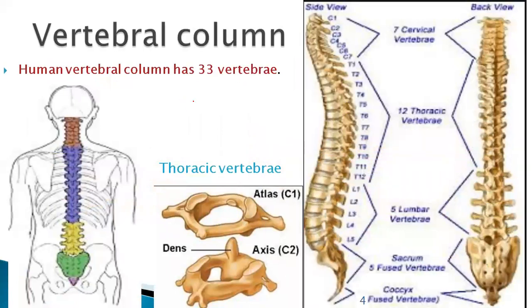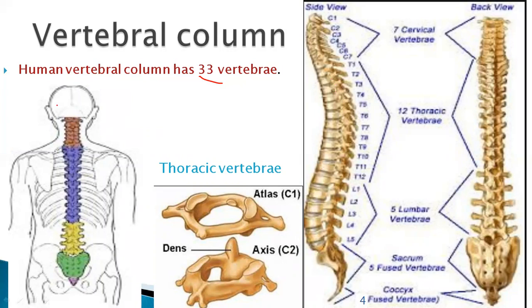Now we will see the vertebral column. In human beings, there are 33 vertebrae. It is a centipede-like structure joined with connections, and they form the vertebral column. Inside, the spinal cord is present because it protects the spinal cord, and it is mainly the articulation of all types of bones in the body.